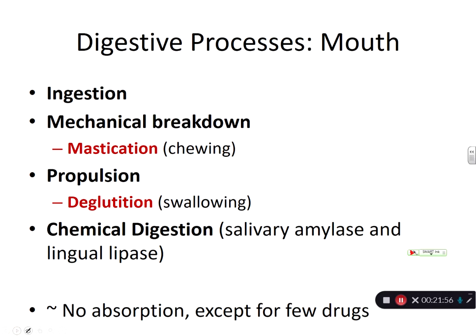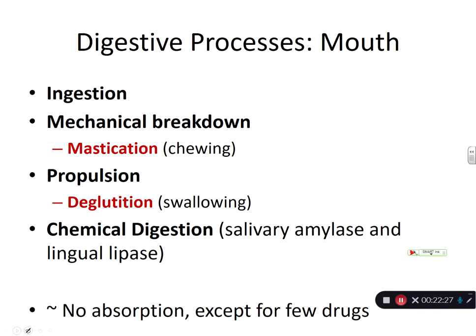So these are all the digestive processes that are happening in the mouth, right? It's ingestion, which is putting the food in your mouth. It's the mechanical breakdown, like chewing, which we call mastication. Propulsion, which is swallowing. That's a term called deglutition. And then chemical digestion. And there's not a ton of chemical digestion happening here. Maybe a little bit of salivary amylase gets released.